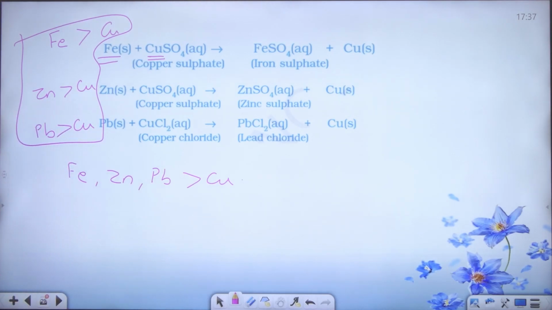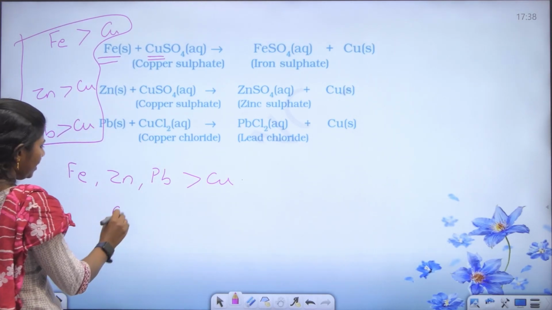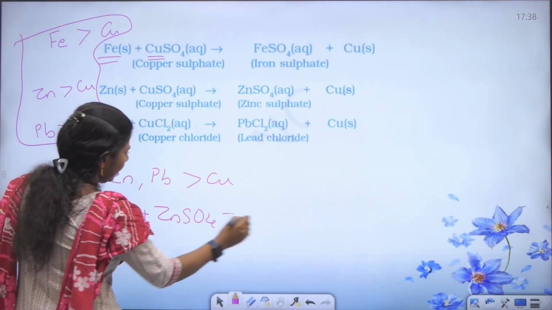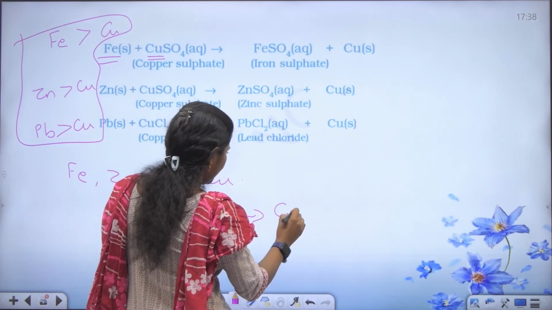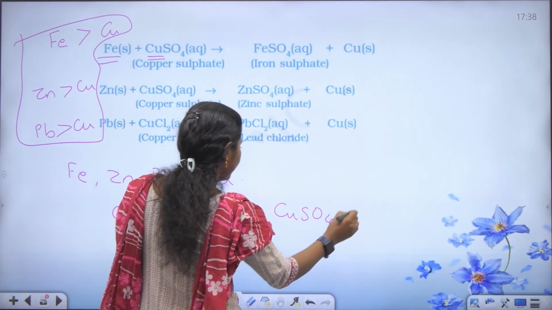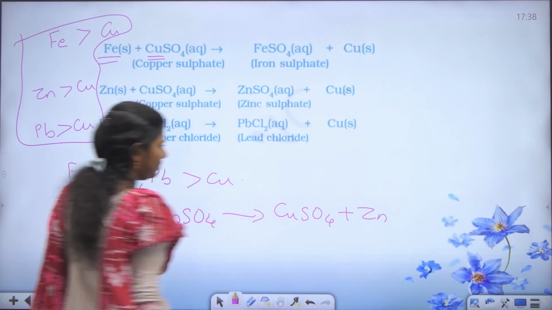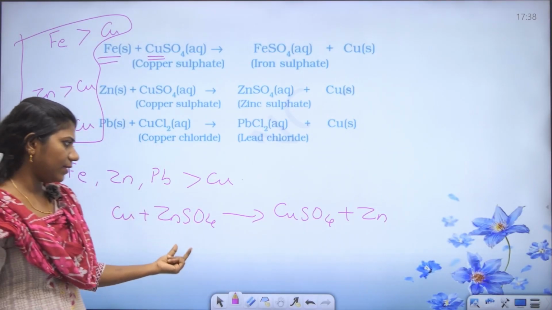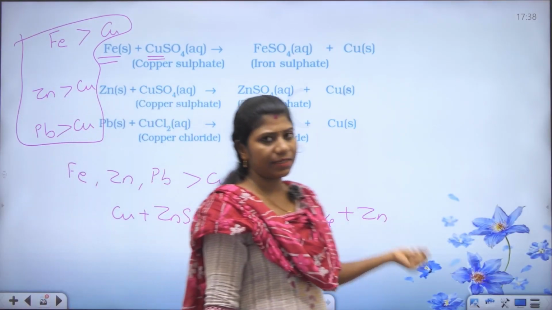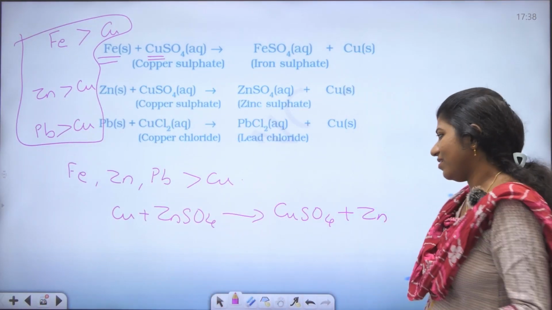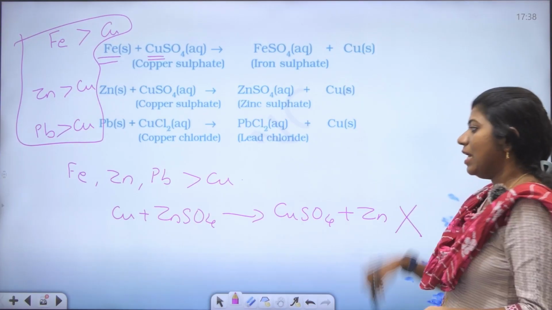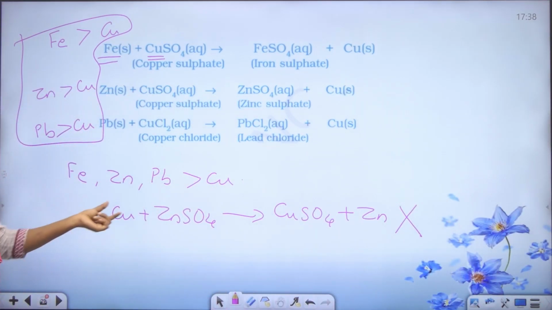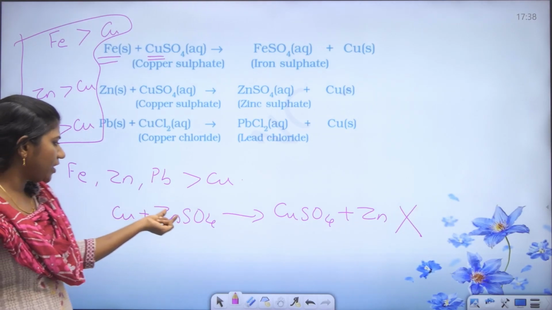Okay, suppose Cu plus ZnSO4 gives CuSO4 plus Zn. Is this possible? Copper plus zinc sulfate gives copper sulfate plus zinc. Is this possible? No, it's not possible, because according to this equation, copper displaces zinc.